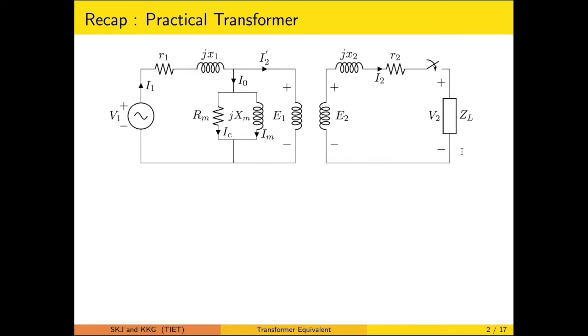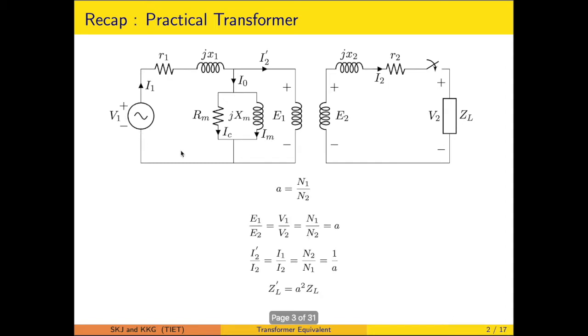So there is a load on the secondary side, that is represented as ZL. E1 and E2 are the induced EMFs on the primary and secondary. There is a supply on the primary side. We have already gone through the turns ratio and the mechanism to associate voltage and current from one side to the other side, and to associate the impedance from, let's say, secondary to the primary side likewise.